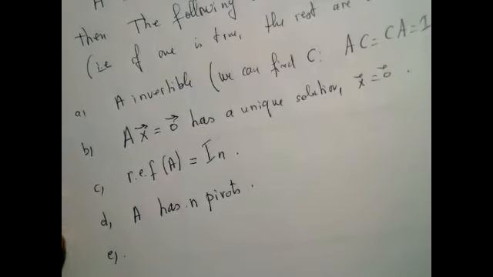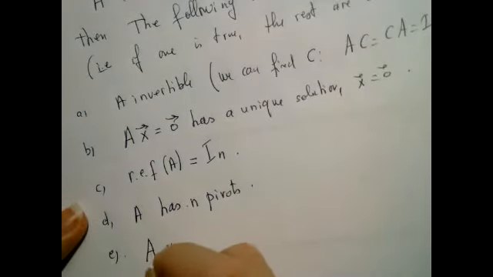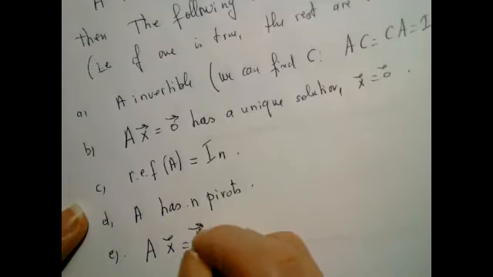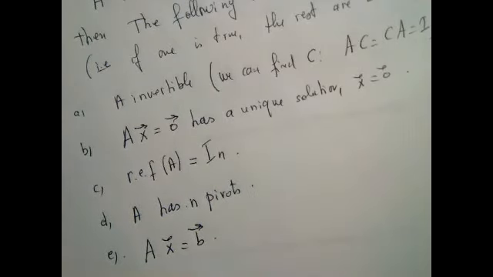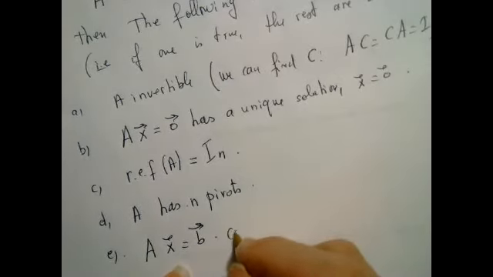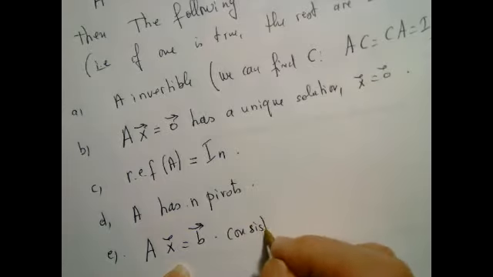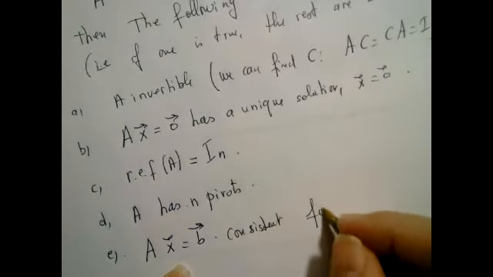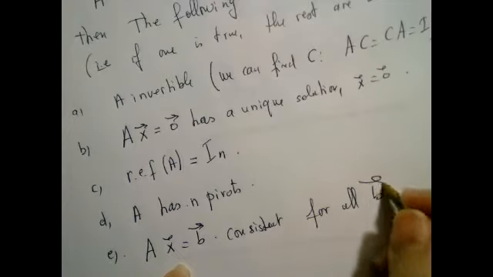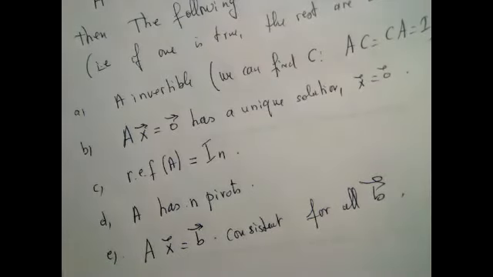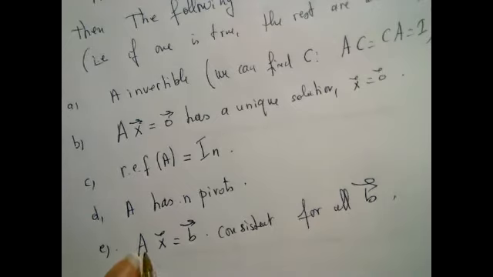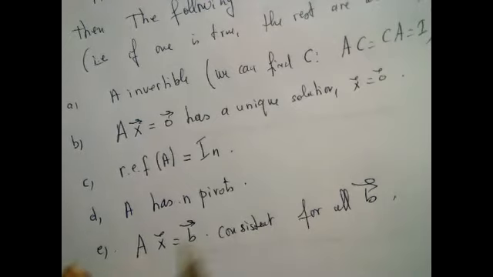Very good. What can we say about the system AX equal to B? That's a system. Whenever I say system, we're talking about consistency. What can we say about the system AX equal to B? It is consistent for all B. No matter what B is, we have consistency. No matter what I throw at you, if A is invertible, we can solve the system.